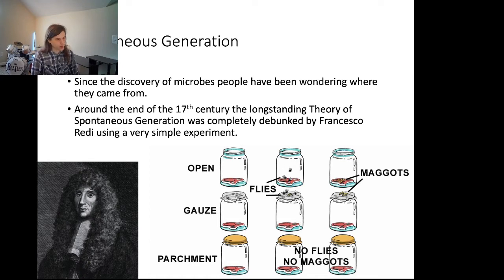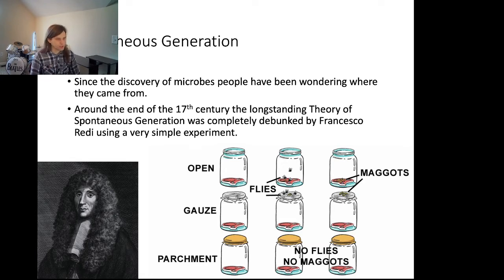The steak started to rot. Maggots showed up in the open one. The maggots showed up in the one covered with gauze, but they couldn't get inside, so they laid their eggs on the outside, and the maggots showed up on top of the gauze. Kind of showed where the maggots came from. And the one that was sealed with parchment paper, no maggots showed up. The steak rotted. No smell at all got out into the air, so the flies didn't show up.